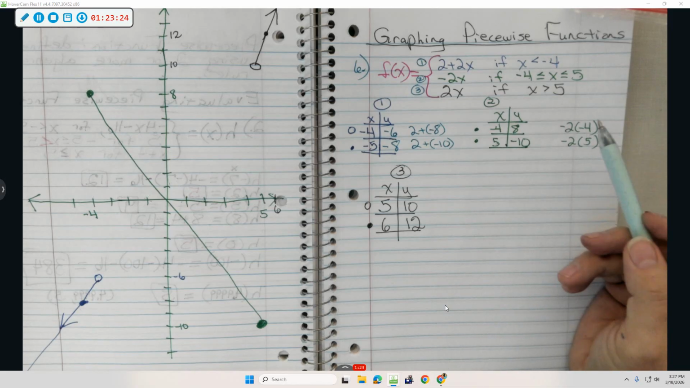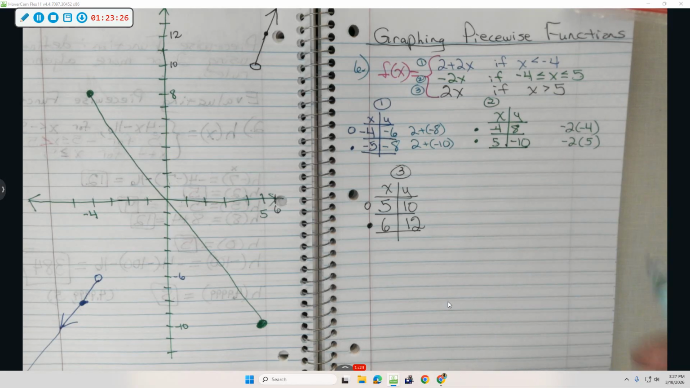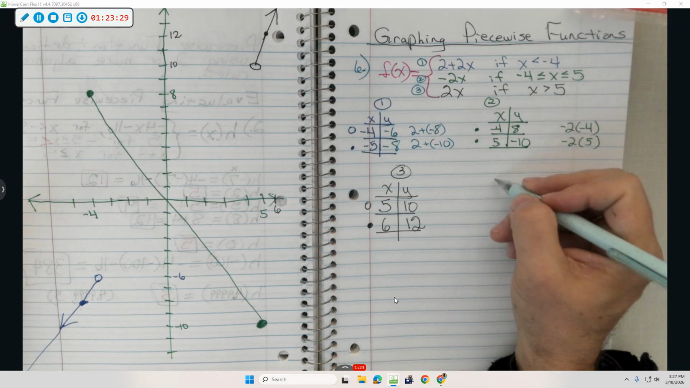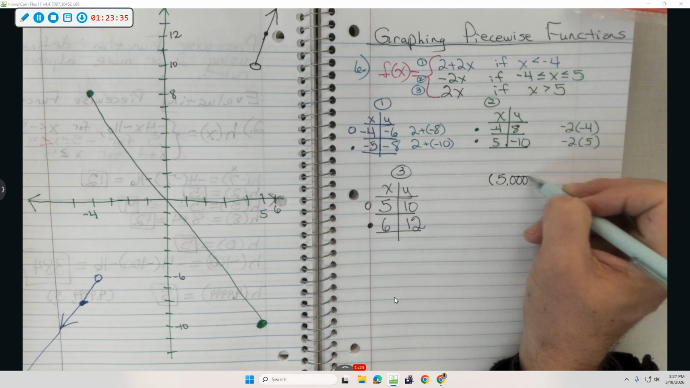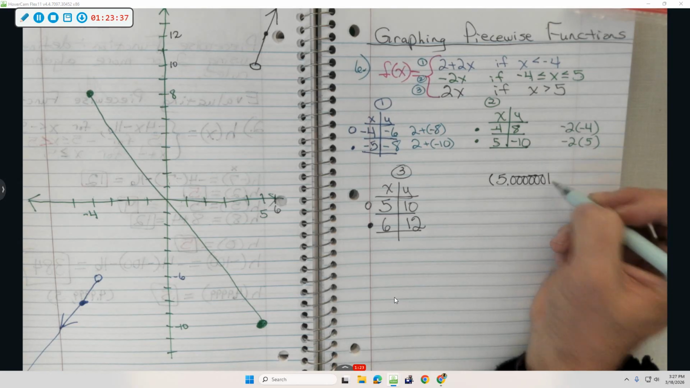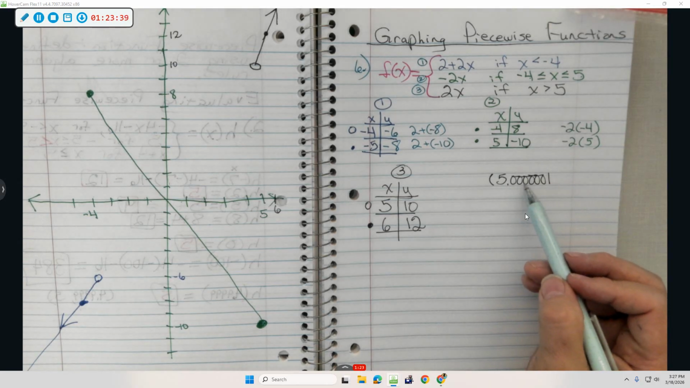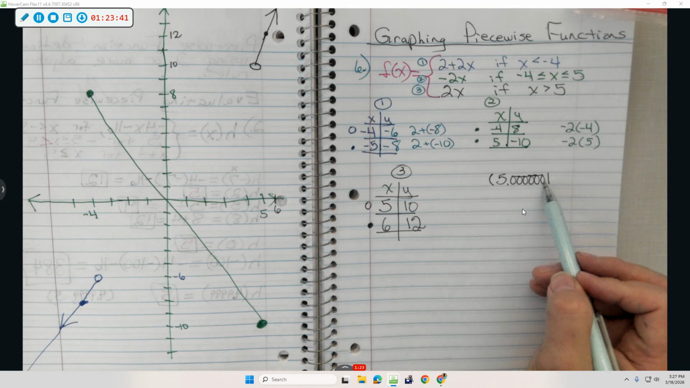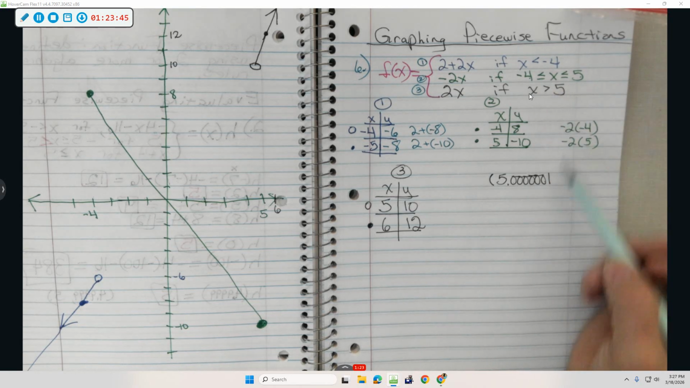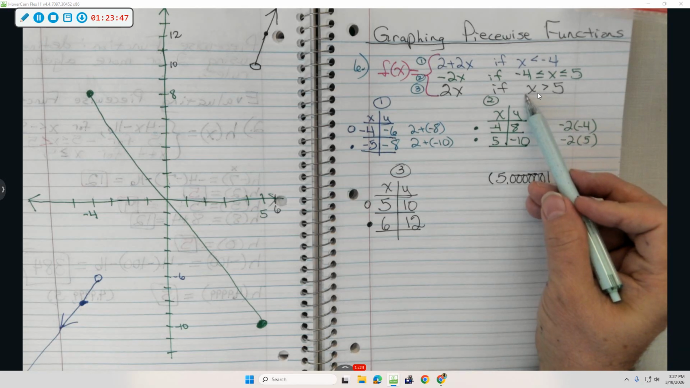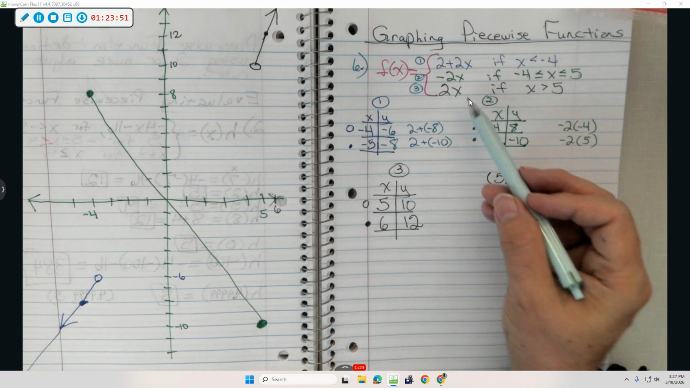Now, here's my question. Suppose we're looking at this third piece, 5.00000001. How many zeros is that? 1, 2, 3, 4, 5, 6. Do you all agree that that satisfies the inequality? It's bigger than 5. Just barely, but it's bigger. That means we can plug that in.